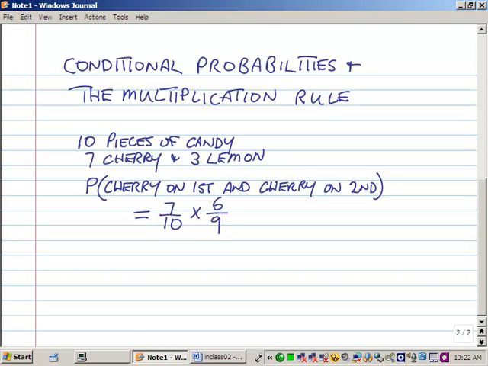Alright, so let's put some structure to this. Alright, why isn't the second probability, 6/9, equal to the first probability, the 7/10? Well, we sort of know that story. That is, once we've taken a cherry on the first draw, the probabilities change.